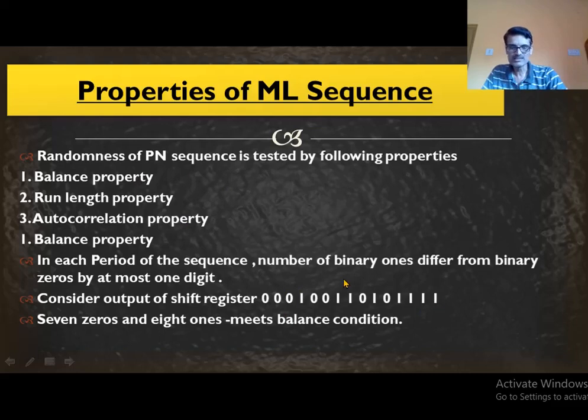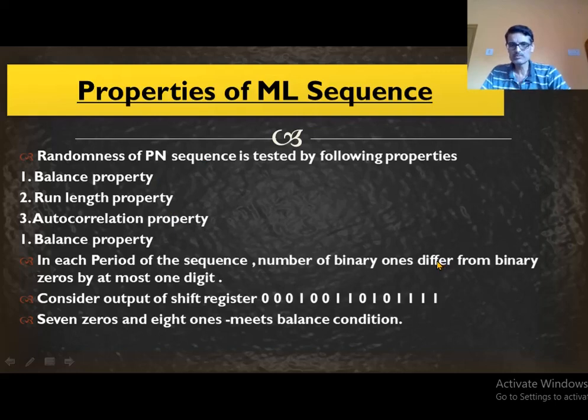In the balance property, just see, the same example I have taken over here. The balance property says the number of ones in the sequence is always, remember it is always, 1 more than the number of zeros. That means you just count the number of ones here. 1, 2, 3, 4, 5, 6, 7, 8. 8 ones are there, that means 7 zeros you should have because it's a 15-bit length. So the number of ones is always 1 more than the number of zeros. That is called the balance property.